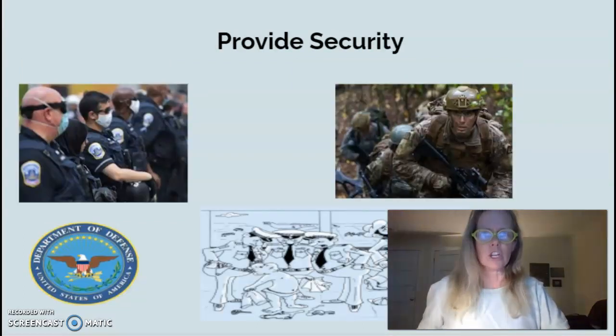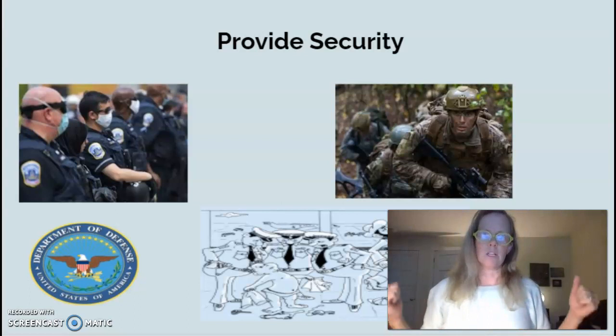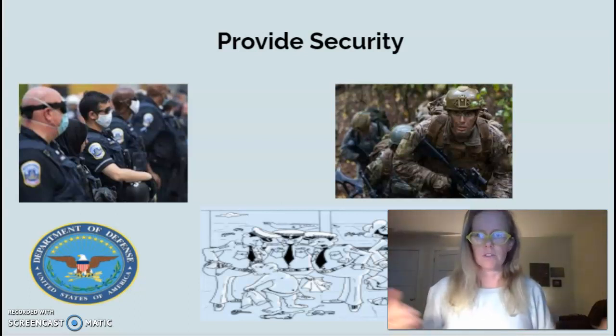All right, providing security. Just some photos here. You know, we typically are going to think of military. We're going to think of police. I've got the Department of Defense down there. That's the big Pentagon building. People work there. It doesn't always have to be guys with guns that provide security, but this is what we think of most of the time.